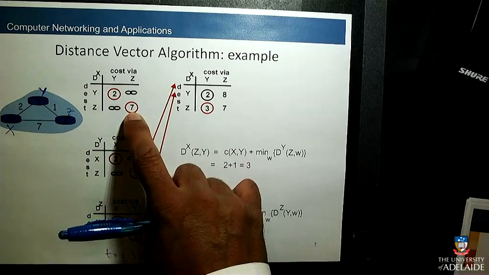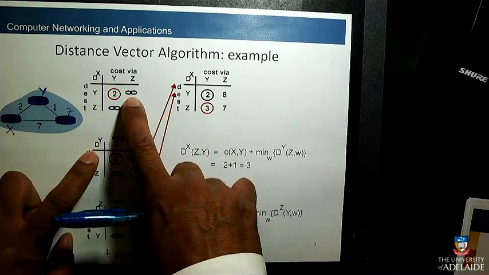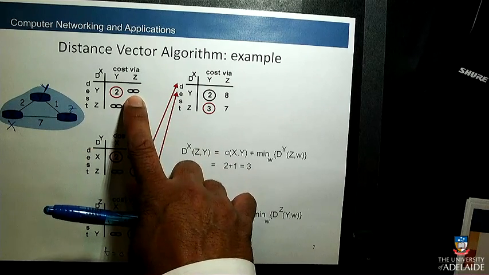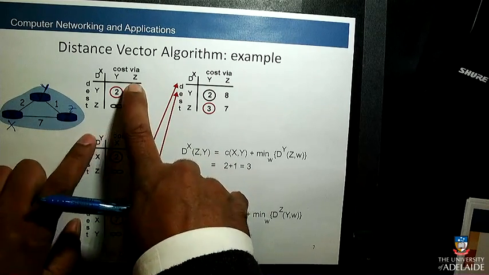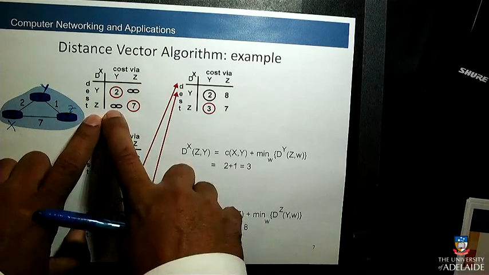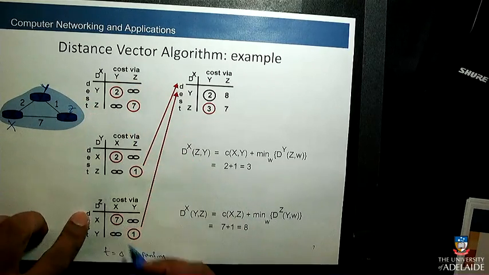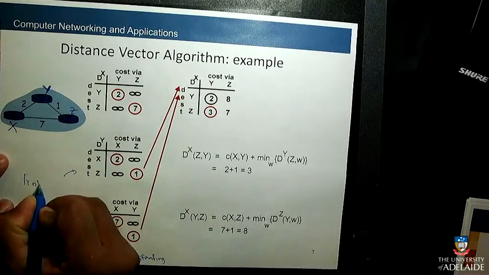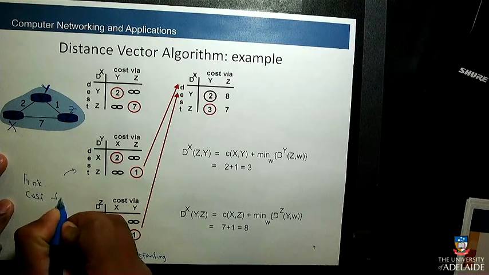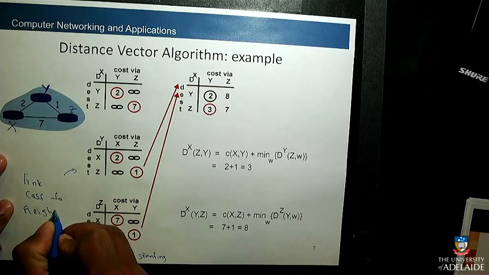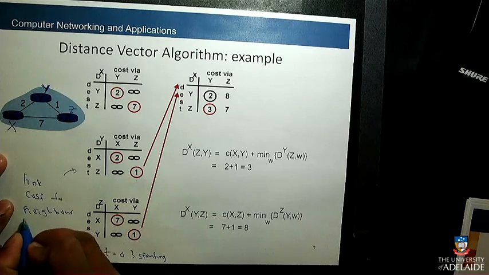I only know my cost to my neighbors. And when I don't know a cost, I enter a value of infinity because maybe the route doesn't exist, right? I don't know, okay? So I don't know the cost via Z to Y. I don't know the cost via Y to Z, so I enter infinity. So all the other nodes do the same. So they enter essentially their link cost to neighbor. So yeah, it looks like an edge, right?